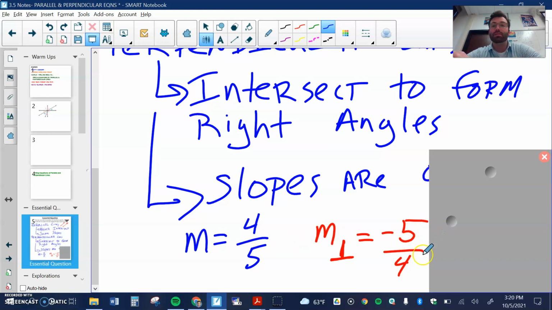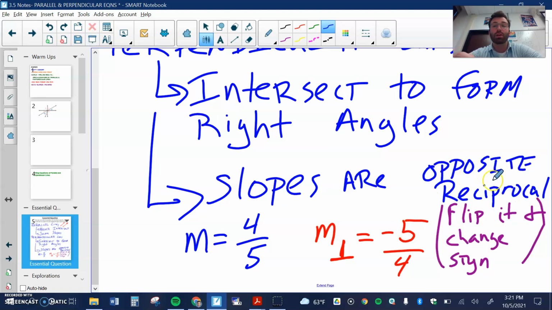So if you look at these two, the fraction is flipped, and the signs are different. The signs being different, we call that the opposite. The fraction being flipped, we call that the reciprocal. So slopes are opposite reciprocals. Flip your fraction and change the sign.